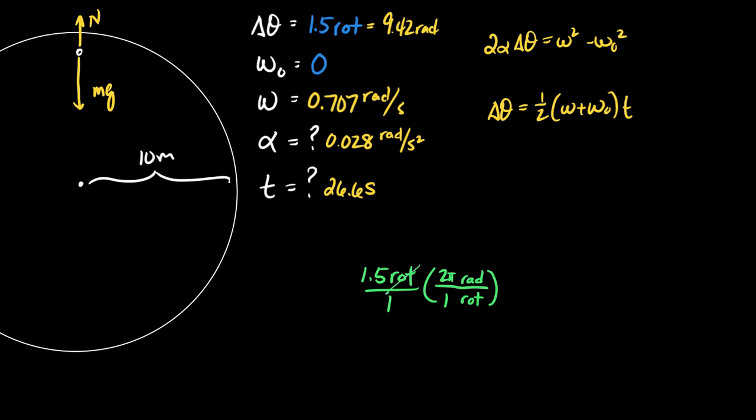The rotations cancel. That's going to leave me a 1 in the denominator of my answer because there's nothing with units there. And I'll get my 2π times 1.5, which gives me 9.42 radians. All good? So if you have a number that you have to convert and there's nothing in the denominator, just put a 1 in the denominator.